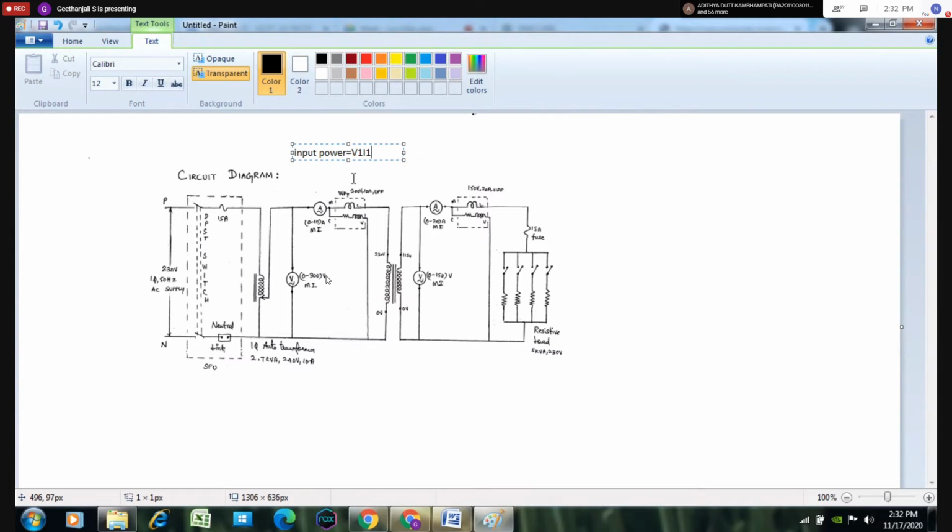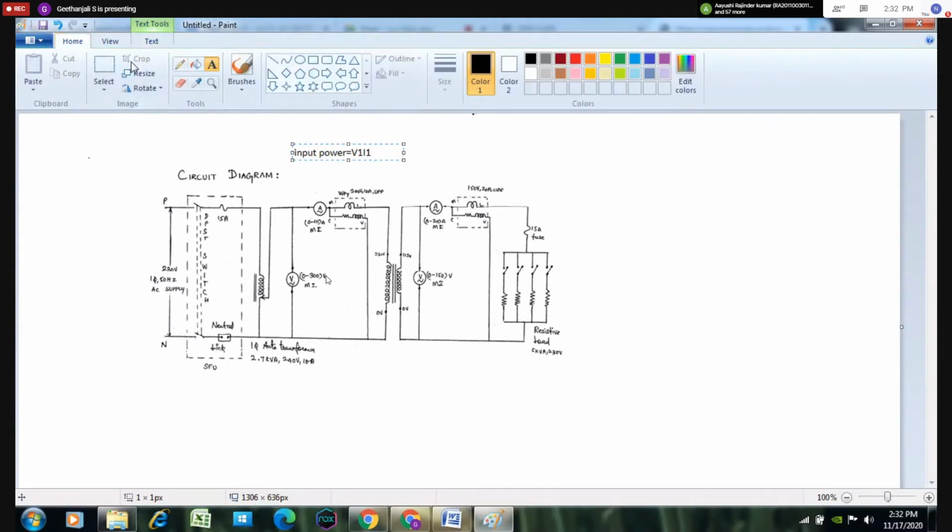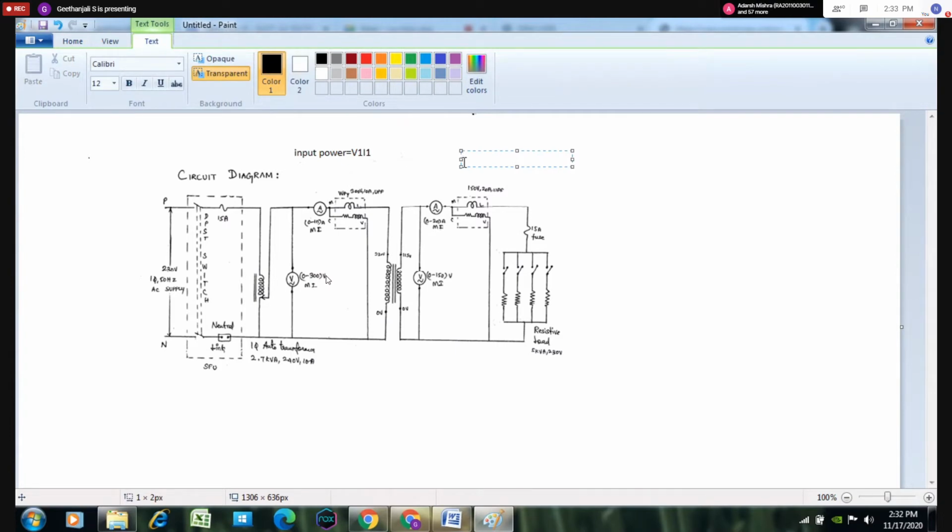Then the output power. The output power is also measured with a wattmeter, but here in the E circuit there is no wattmeter. Instead, we are using the formula. So what is the formula? All of you make a note. Output power is equal to V2 into I2.